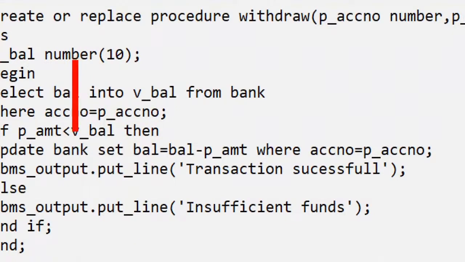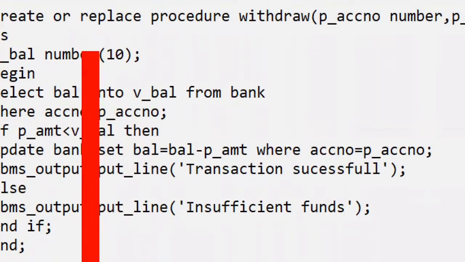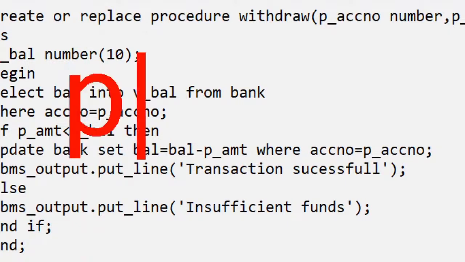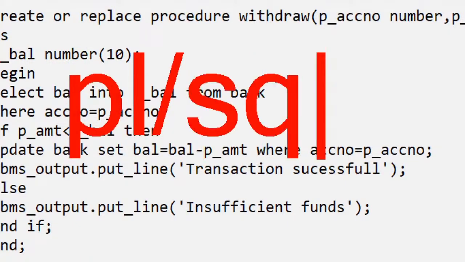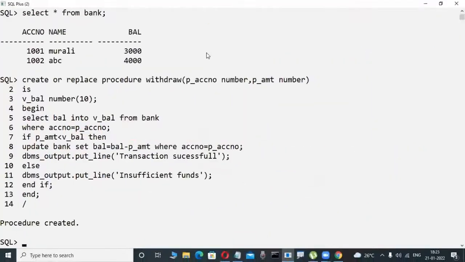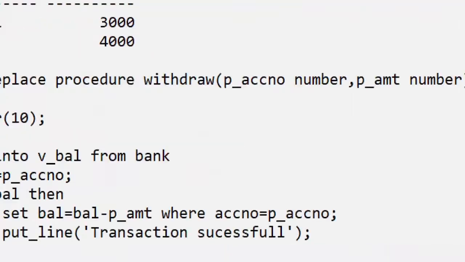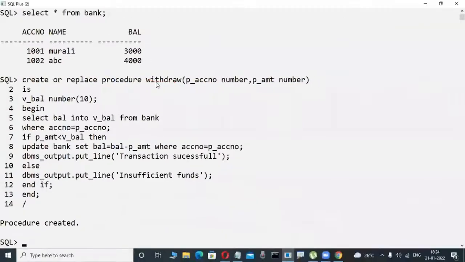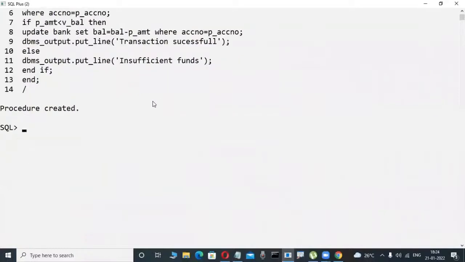Even if you have no software knowledge or idea, you will be writing this in the future, because I will tell you all the things. These types of codings are called PL/SQL coding. It is a little bit like programming. PL/SQL coding only. Once I develop this withdraw procedure, I try to check it, like the ATM transactions I mentioned in the previous case.